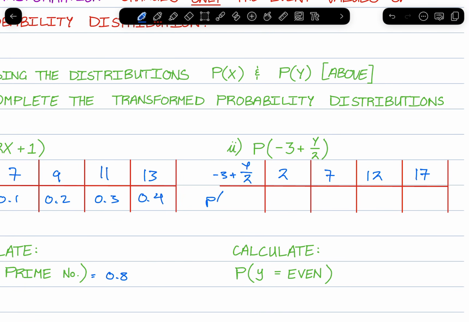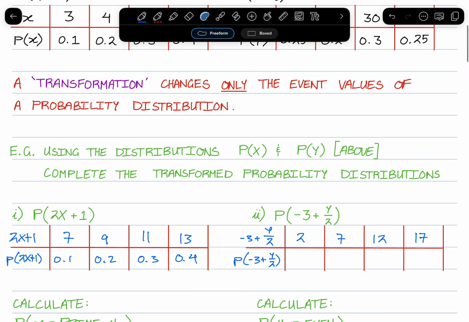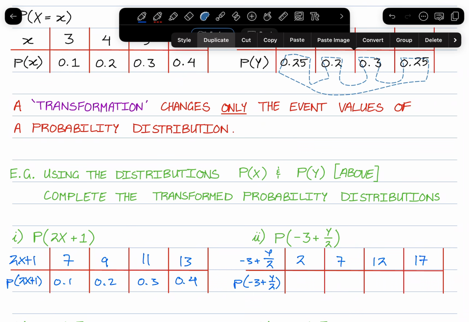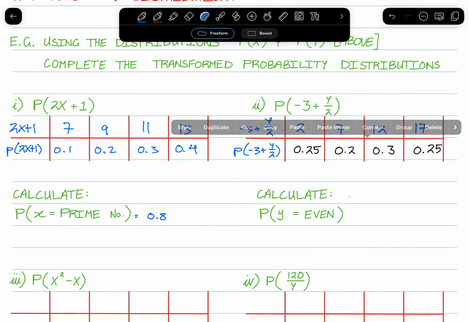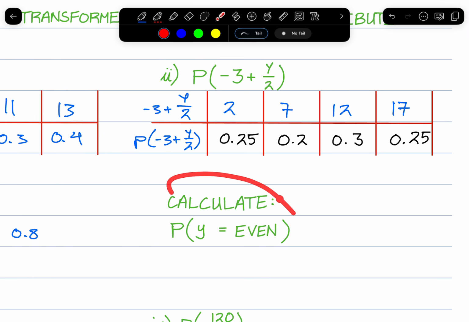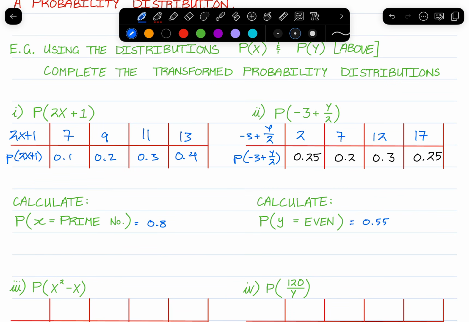And again, the probabilities of these do not change. So just to make this more straightforward for myself, I'll copy paste this. Place them there. There we have it. And let's now calculate the probability that Y is an even number. Well, that's just 2 and 12. These combined probabilities are 0.55. And there we have it.